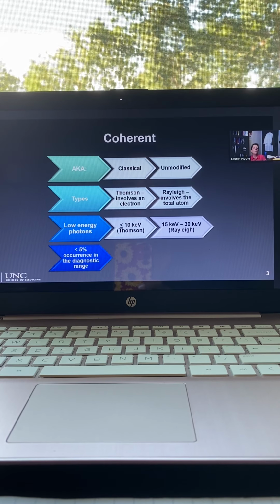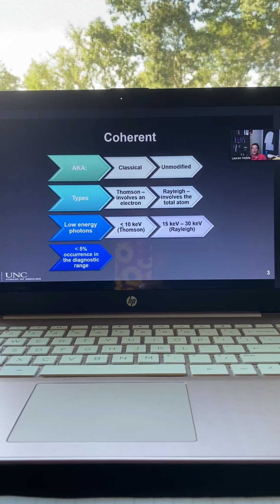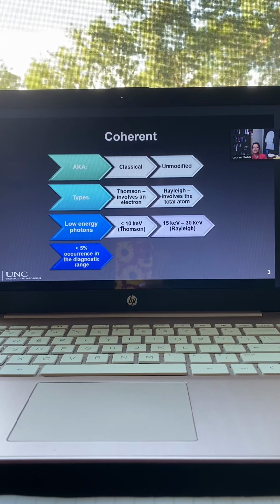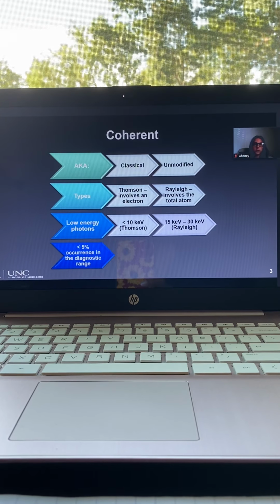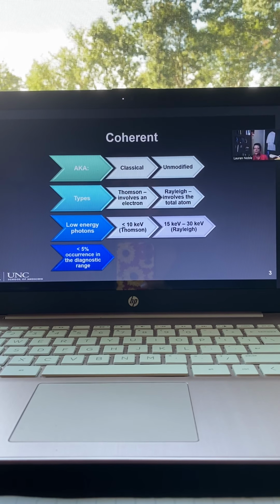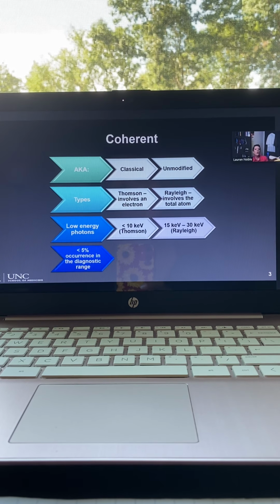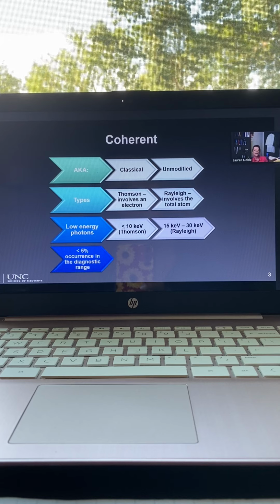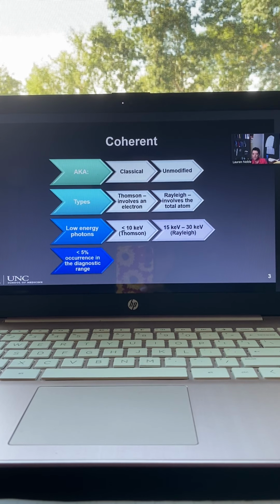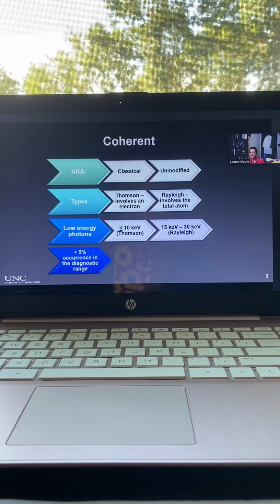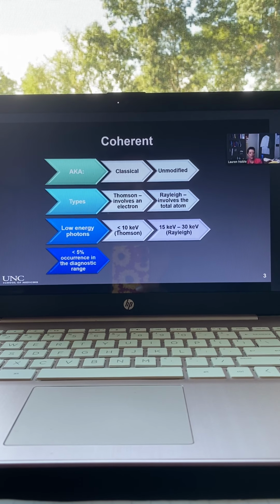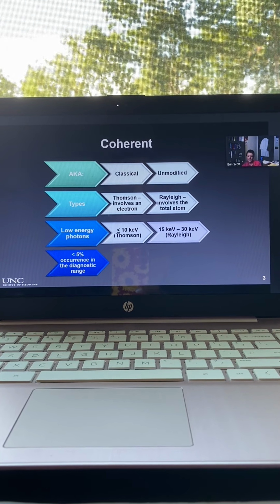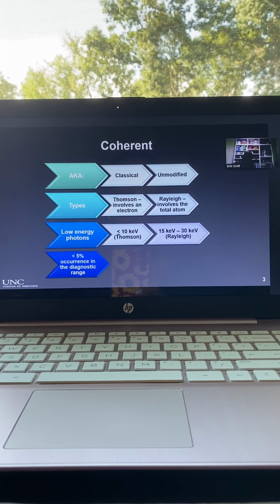So if you hear the word coherent, what other names do you need to be thinking of? Classical, Thomson, and Rayleigh. Exactly. If you are asked about the photon energy for coherent, what would you say? It's low energy, but if you had to give a number, what would you say? 30 keV or less.